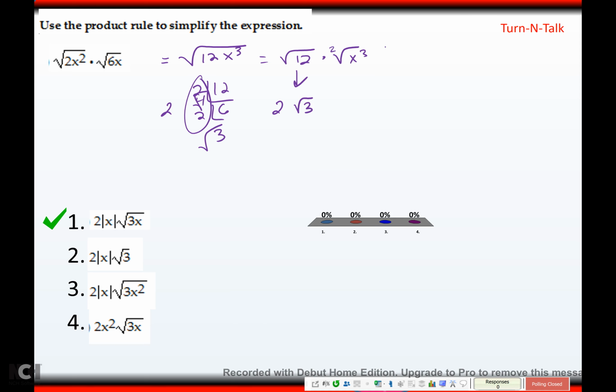The square root of x cubed is x to the 3 divided by 2. 3 divided by 2 goes 1 whole time. Take away 2, leaves 1 left over. So I have x to the first that's out and x to the first that stays in. So now clean it up. Oh, and this one, because this was even, is going to come out absolute value. Alright, so I have 2 times the absolute value of x times the square root of 3x.